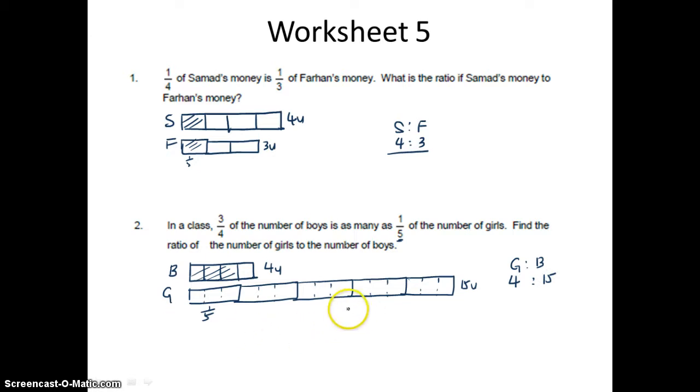Alternatively, we can do it this way. We can take the number of boys is to the number of girls, 3/4 to 1/5. We make the numerator the same, like in the model. So I need to make the numerator into 3 units, which is the same as the boys. The girls I multiply by 3. So now I have 3/4 is to 3/15. I know the boys have 4 units and the girls 15 units. So the ratio of boys to girls is 4:15.